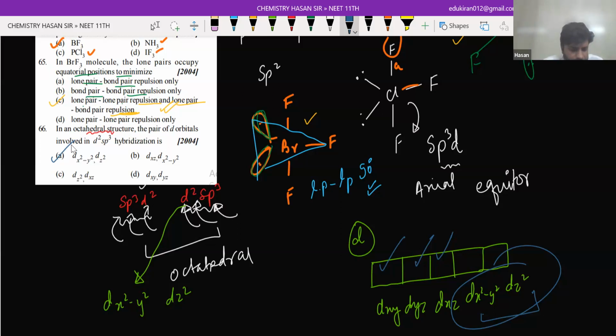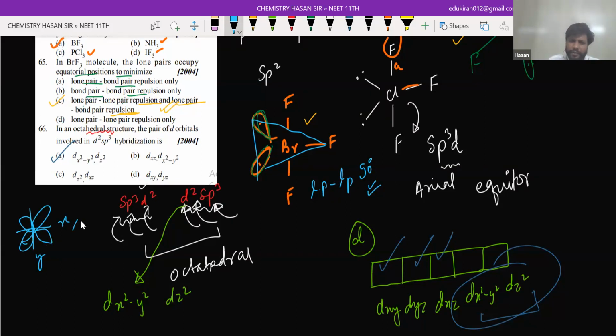Let me know when you are done. If you draw the structure, you will come to know this is your x and this is your y, let's say. It will be like this.